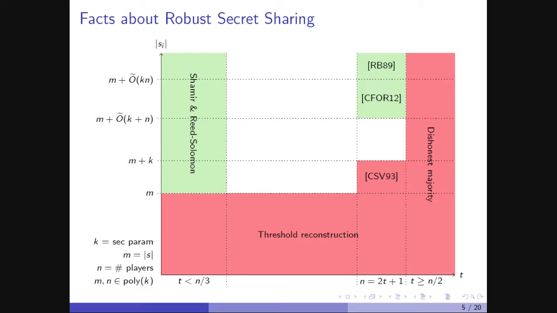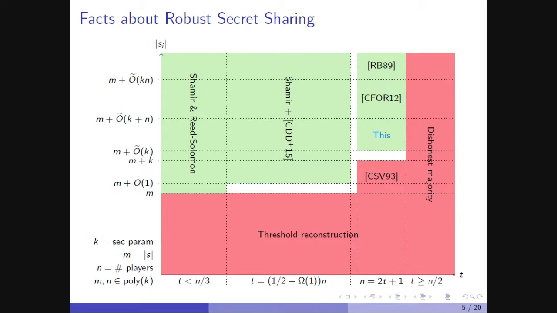Another positive result, by Cevallos, Fitzi, and others, is an elegant refinement of Rabin and Ben-Or that shrinks the overhead to O(k) plus n. Here you can combine a ramp secret sharing by Cramer, Damgård, and others with Shamir, and you can get a robust secret sharing for a constant fraction of corruptions that achieves essentially optimal share size. The only thing left is this. What we do is essentially fill the gap, and we have a scheme that achieves Õ(k) overhead. I'm going to focus a little on the Rabin and Ben-Or scheme to give you an idea of how it works, and then move to our scheme.